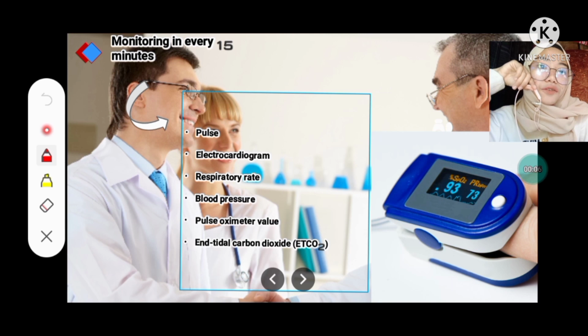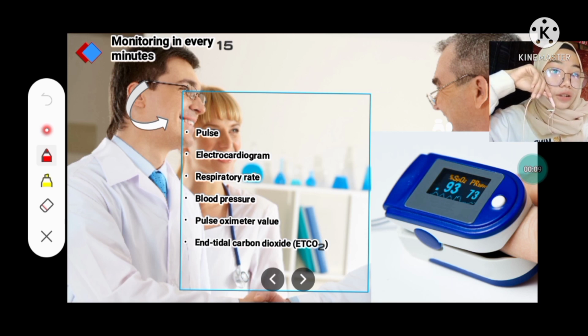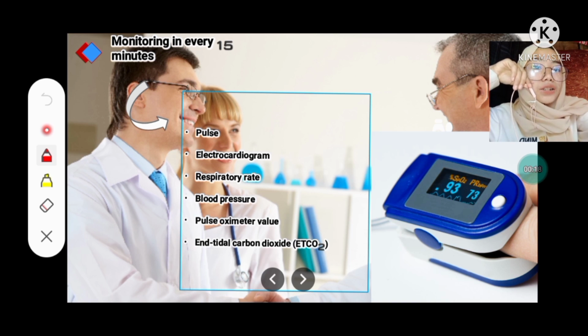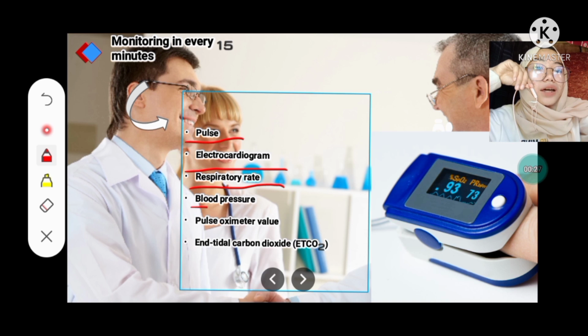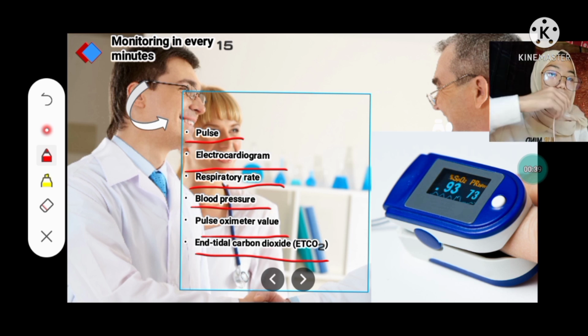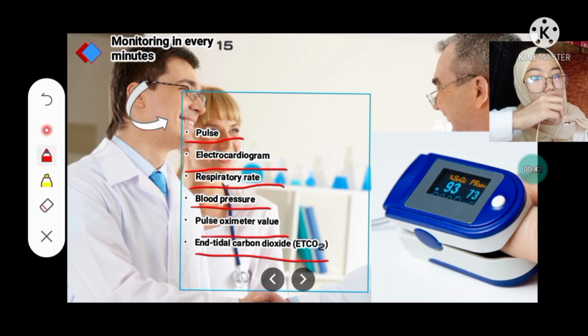Let's move on to monitoring every 15 minutes. We're going to monitor the patient in the PACU. We go to the PACU room and check the pulse of our patient, the electrocardiogram, respiratory rate, blood pressure, pulse oximeter value or the blood oxygen level, and then end-tidal carbon dioxide, or ETCO2. We are going to check these every 15 minutes.